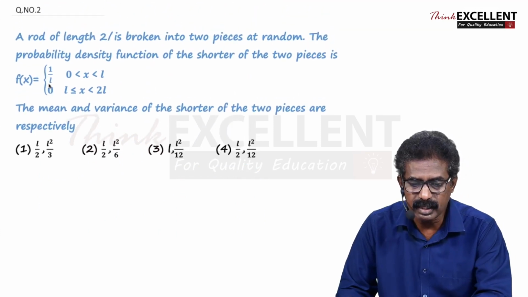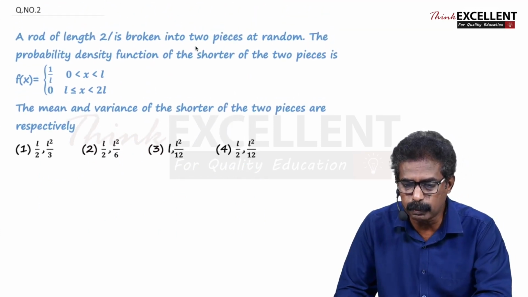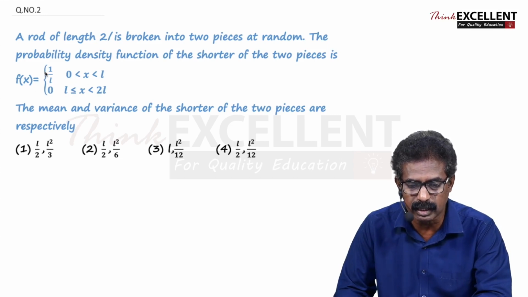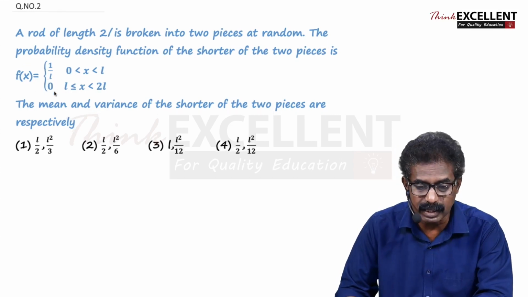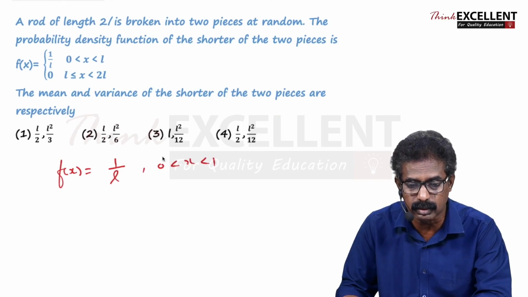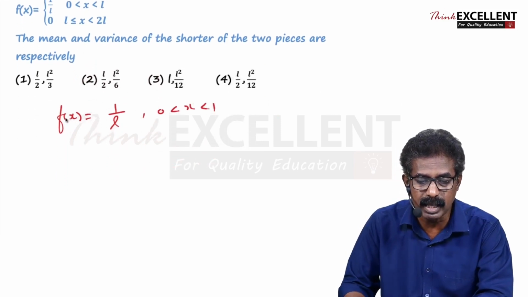A rod of length 2L is broken into 2 pieces at random. The probability density function of the shorter of the 2 pieces is f of x given. So here 0 to L, f of x is 1 by L. It's a constant. It is not 1 by x, it is 1 by L, L is a constant, for 0 less than x less than L, and equals 0 in other cases. Find the mean and variance.